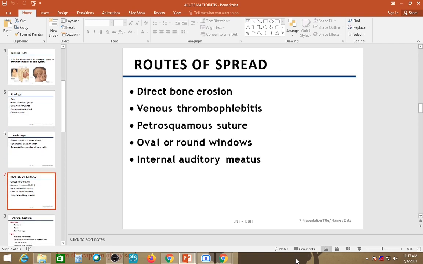Next slide, the routes of spread. How it spreads inside the ear: direct bone erosion, venous thrombophlebitis, petrosquamous sutures, the oval or round window, which means the middle ear can be totally infected. The internal auditory meatus also can be infected. So in the first case, if we don't treat well, don't take care, or neglect it, it will cause harm and infect all over the organ it is entering into.